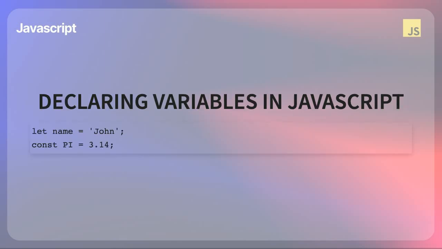In JavaScript, a variable is declared using the let keyword followed by the name of the variable and an assignment operator. For example, let name equals John. We can also use the const keyword to declare constants that cannot be changed.